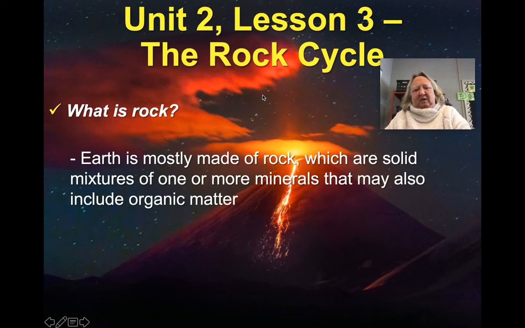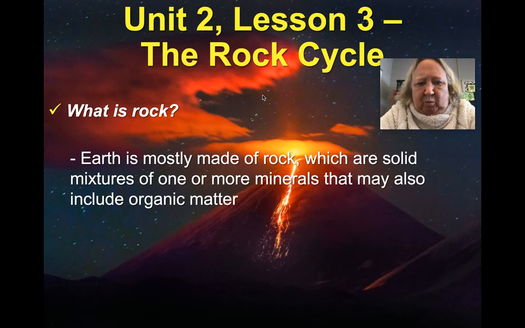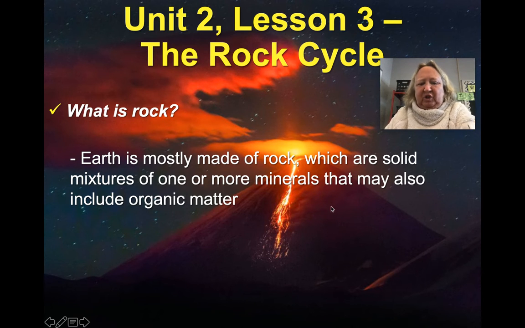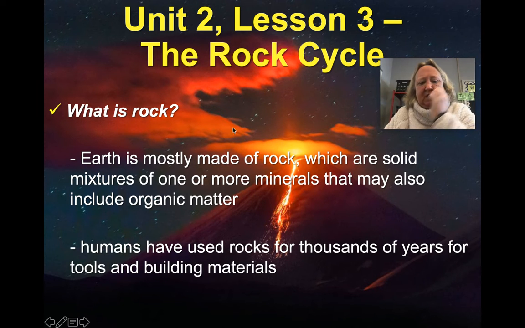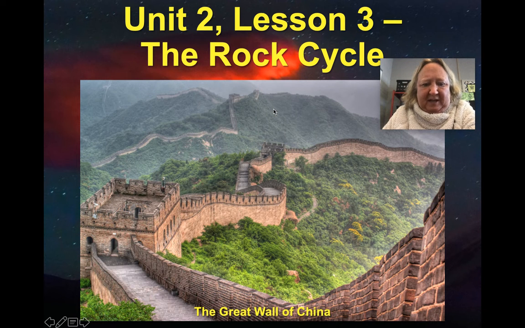All right, so we're going to start with what is a rock. Earth is mostly made of rock, which is solid mixtures of one or more minerals that could possibly contain organic matter. So if we think back to minerals, they need to be inorganic, not made of anything living now or ever living. But rocks could contain organic matter, and we'll see that especially with sedimentary. And of course, humans have used rocks for thousands of years to make tools and to build things.